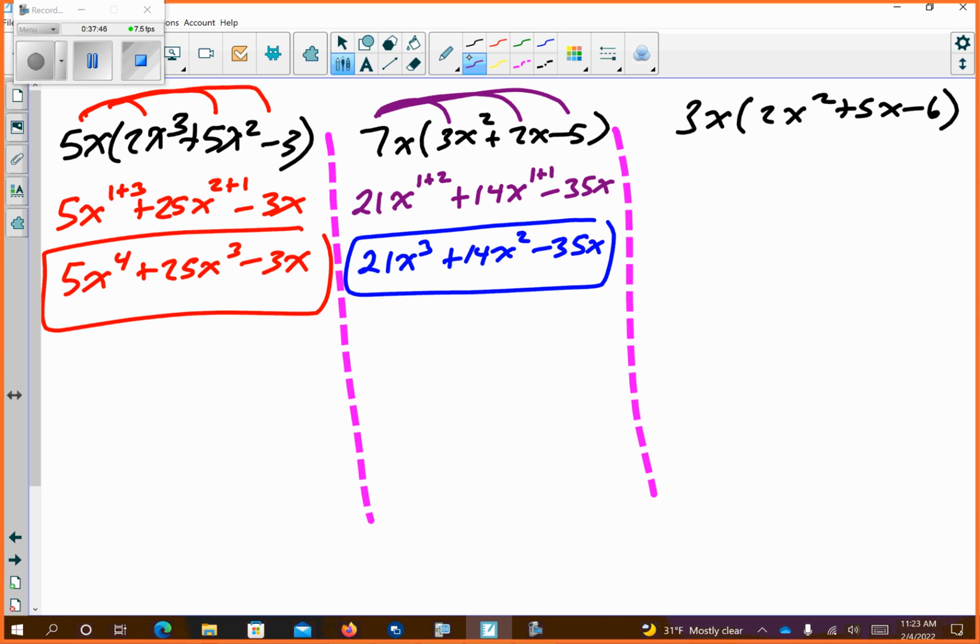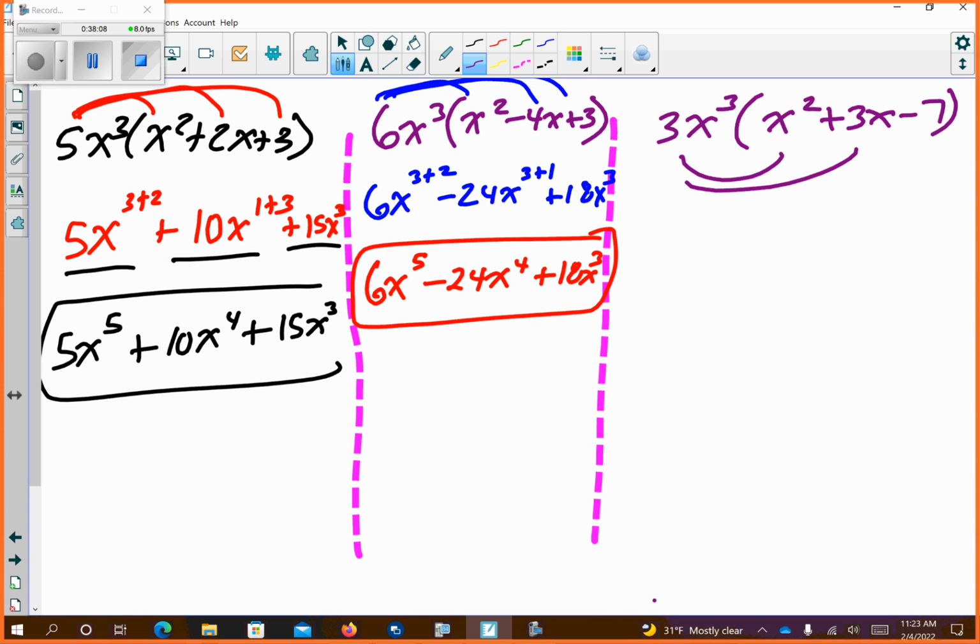Okay, this one, all we want to do is distribute over to all three terms. So 3 times 2 is 6. X to the first times x to the second is x to the third. Plus 3 times 5 is 15. X times x is x to the second. Then 3x times negative 6 is negative 18x. Problem's done.